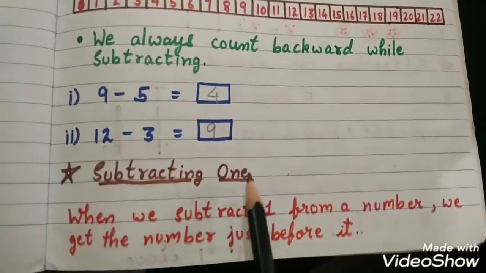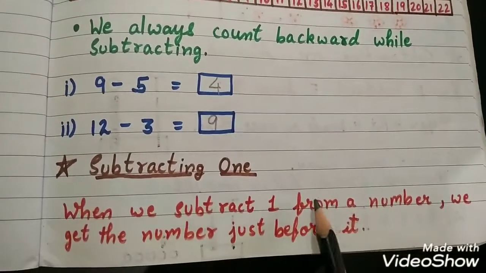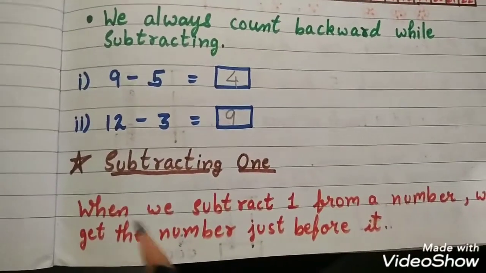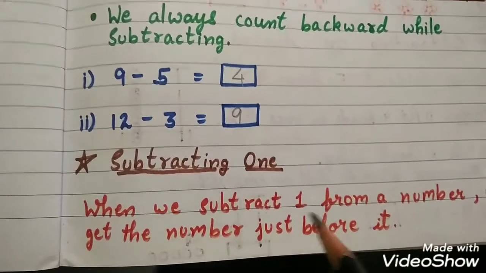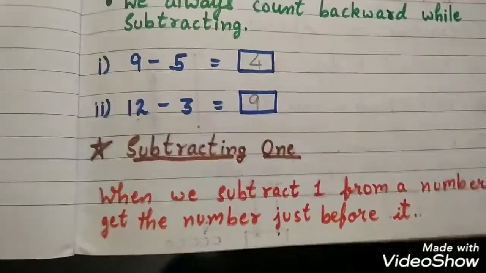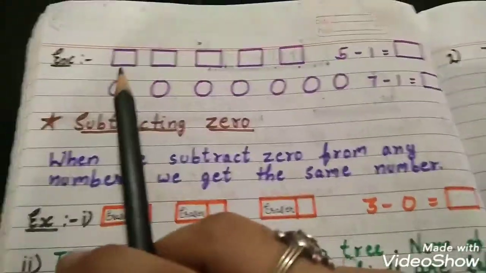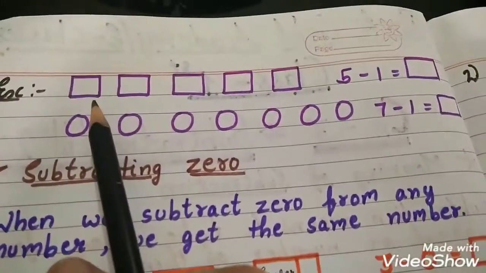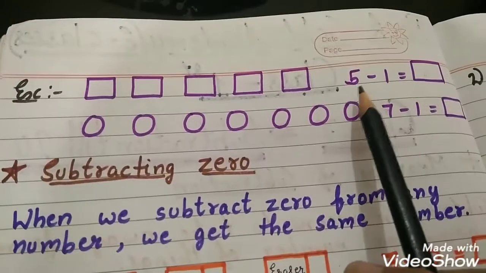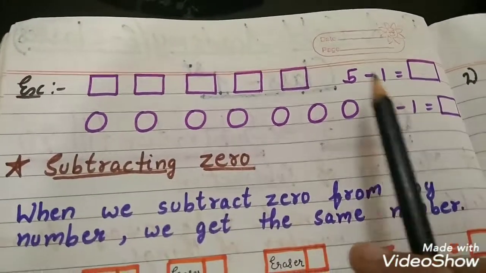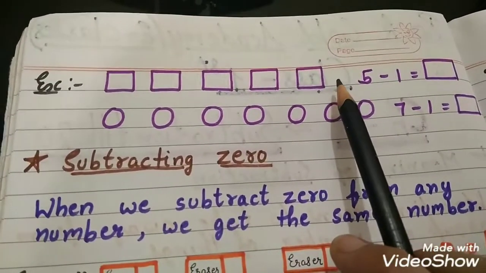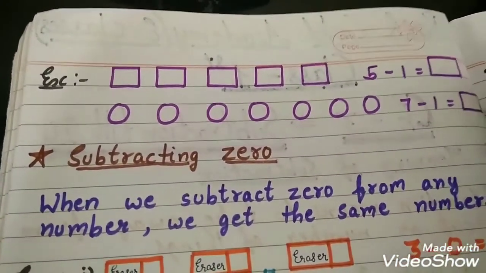Next is subtracting 1. When we subtract 1 from a number, we get the number just before it, right? Whenever we subtract 1 from a number, we will get the answer just before the number. Let us take an example. See here, how many boxes are these? 1, 2, 3, 4, 5, right? And our question is 5 minus 1. So we have to minus 1, right? So what comes before 5? 4, right? So the answer will be 4.